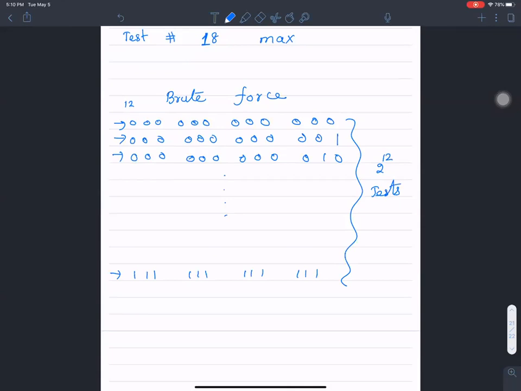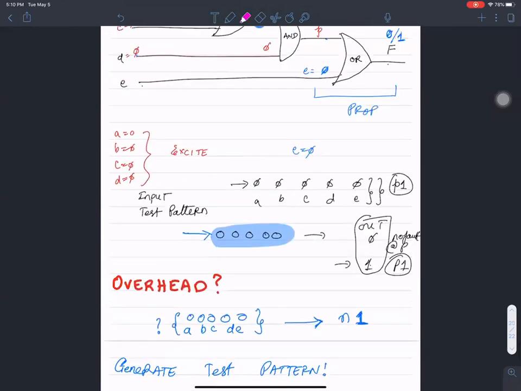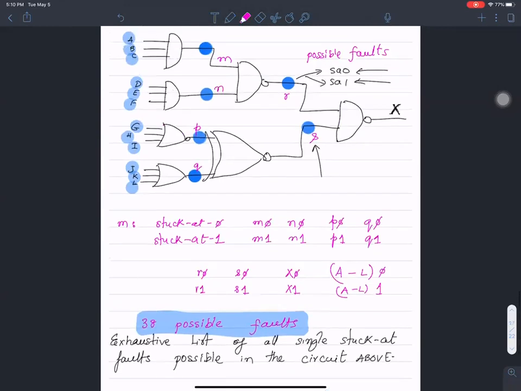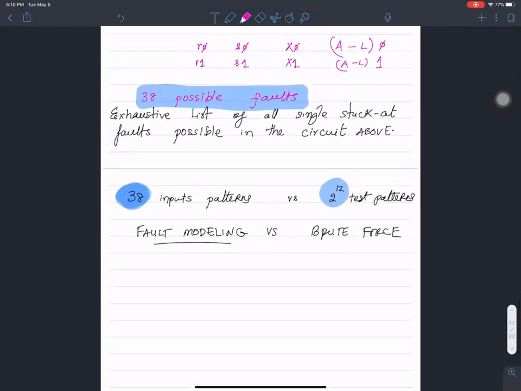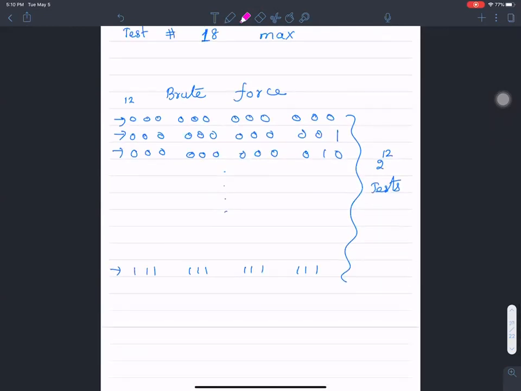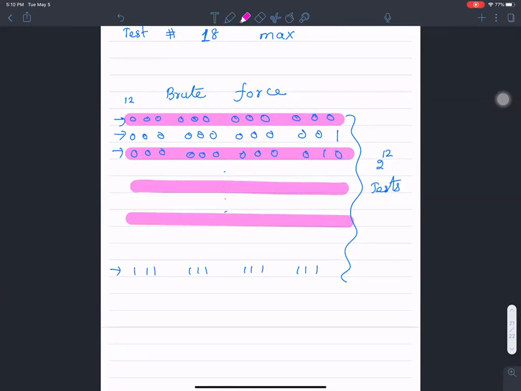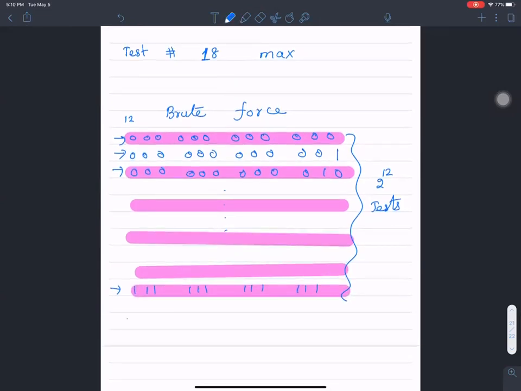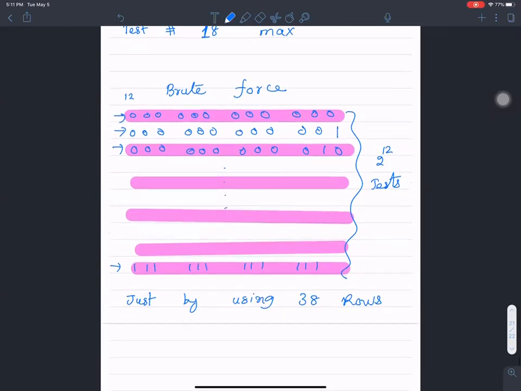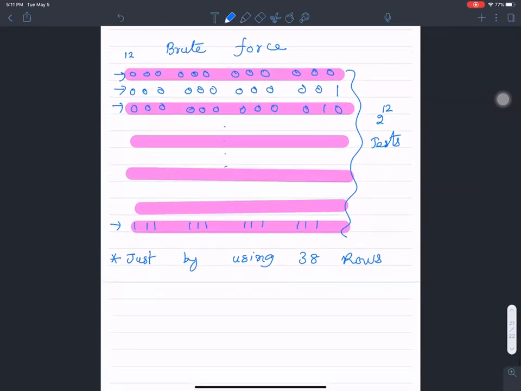Now, earlier I mentioned that instead of doing that, if I use stuck-at fault modeling, I said it is possible to test all of that using how many faults? 38, right? Using 38 input patterns. So my idea was, if I am careful in picking a select selection of rows, I can just pick 38 of those. So just by using 38 rows, I can simplify, right? So this is 2 to the 12 tests versus 38 tests. You're with me so far?